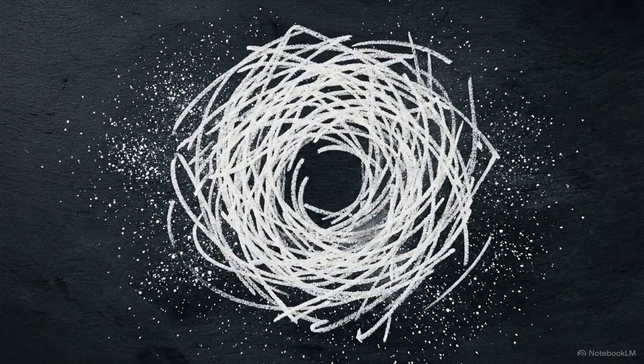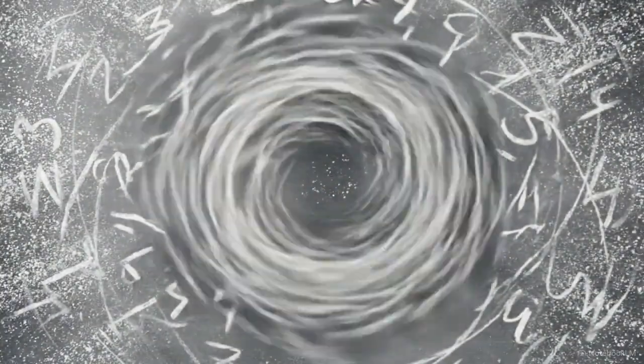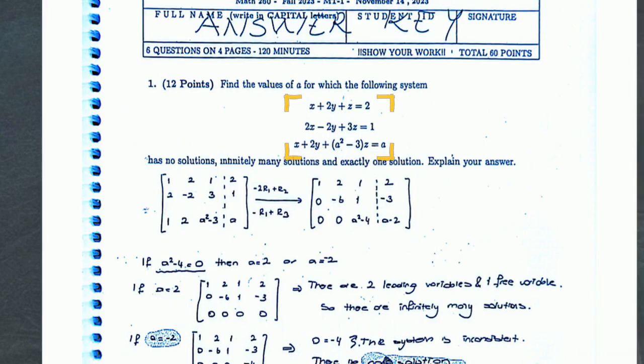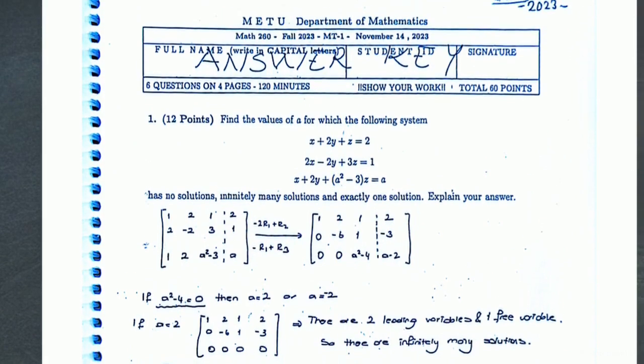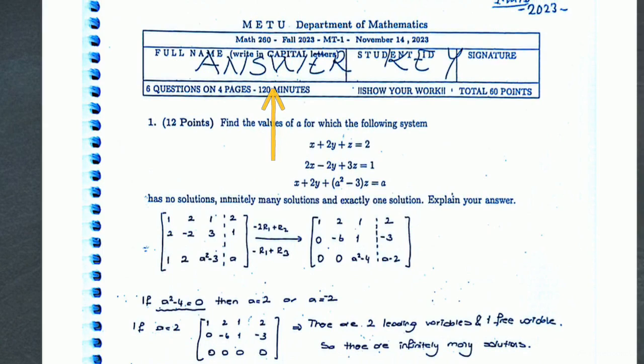You sit down for the Math 260 midterm, flip to page 2, and your brain immediately defaults to panic mode. Look at this question from a past exam. It's a parametric linear system, and the professor buried an algebraic variable, in this case a, right in the middle of the equations. The design is intentional. If you try to isolate variables through standard substitution, you will run out of time.